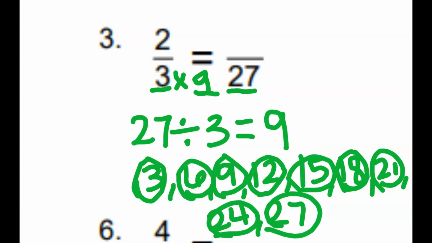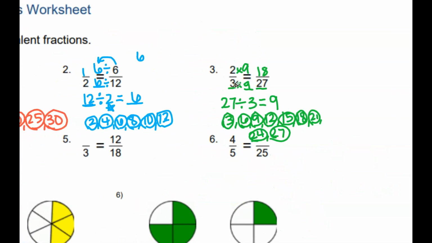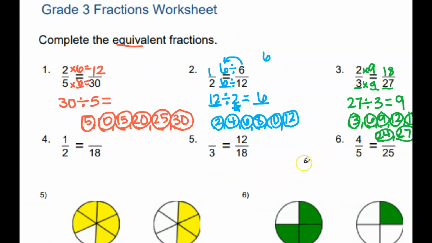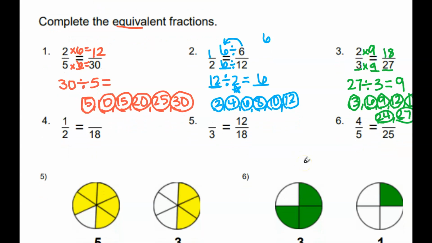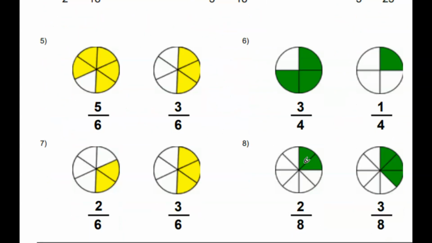If I'm trying to find an equivalent fraction, I need to multiply the numerator and the denominator by the same number. What is 2 times 9? That's just like double 9. And 9 plus 9 is 18. 2/3 is equivalent to 18/27. I want you to do 4, 5, and 6 on your own. You can pause the video and do those now, or follow along with the bottom part and then move on to those next.